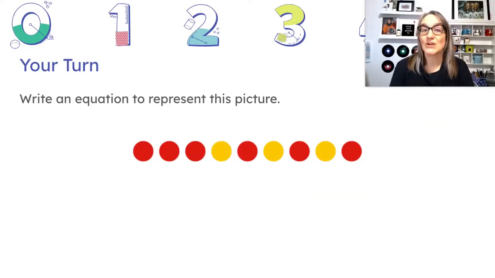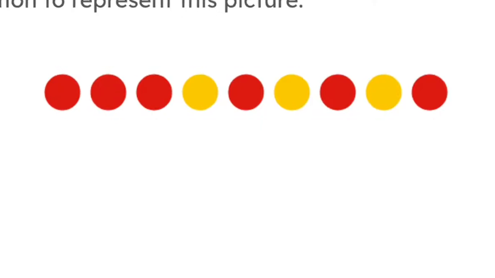Okay, now it's your turn. Take a look at this picture. Look at the counters, look at the zero pairs. Remember, each zero pair represents a 0 in your equation, and write an equation that represents this picture.